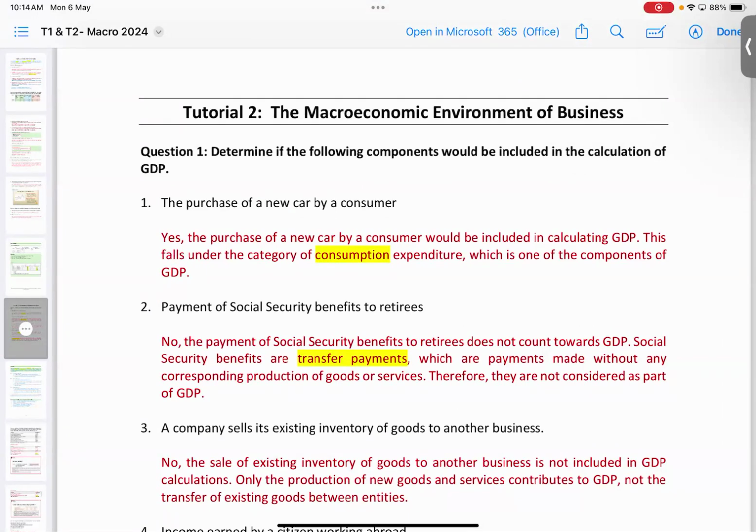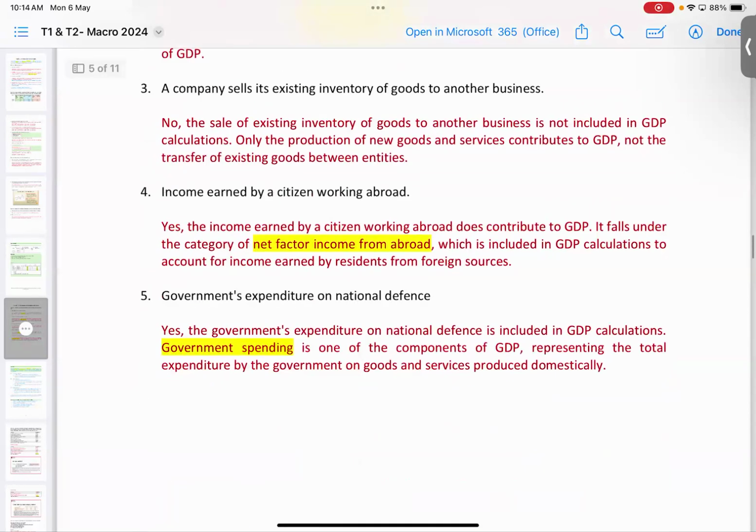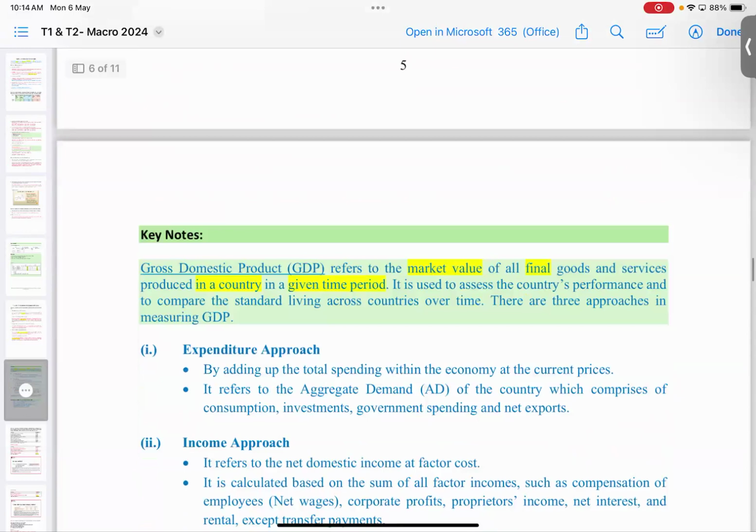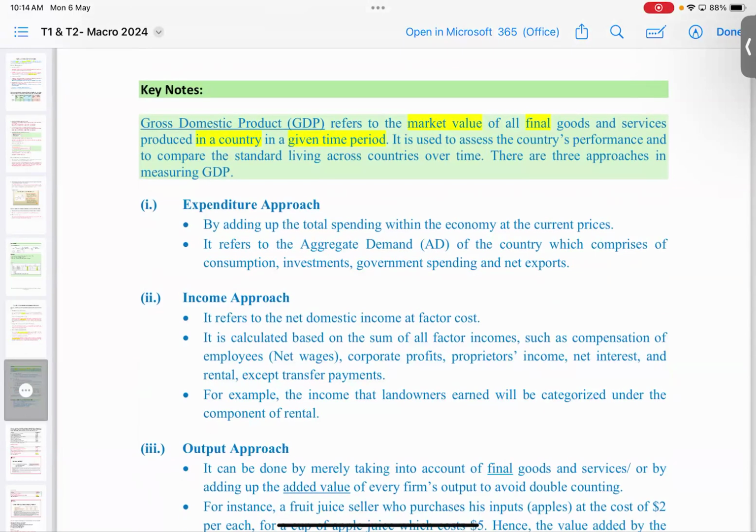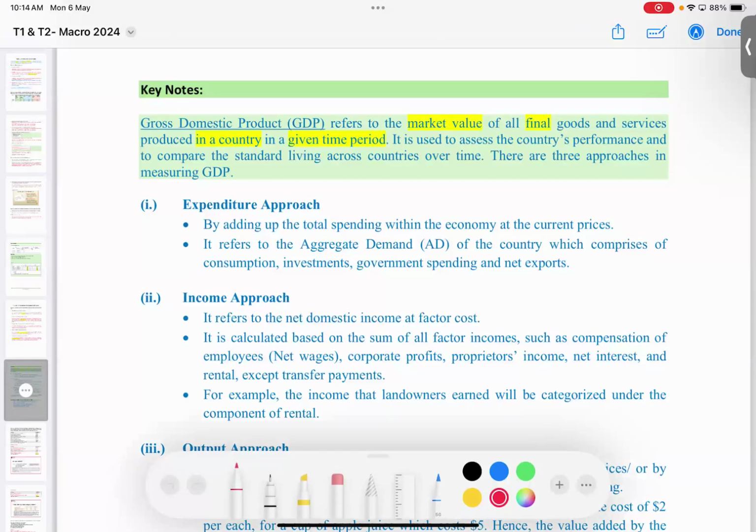So before we look into any of the tutorial questions, as you can see on my screen right now, you scroll down a bit. Okay, I want to show you some notes. The notes that I provided to you here are a quick recap before we look into the questions. So since we talk about GDP, the first thing that you should know is how do you define GDP? There are 4 key terms that you need to use when you define GDP, which I highlighted in yellow. So GDP refers to the market value, like what I showed you in the previous lesson.